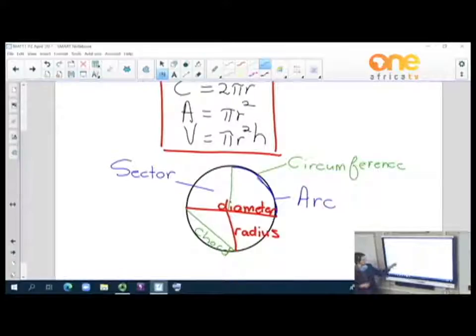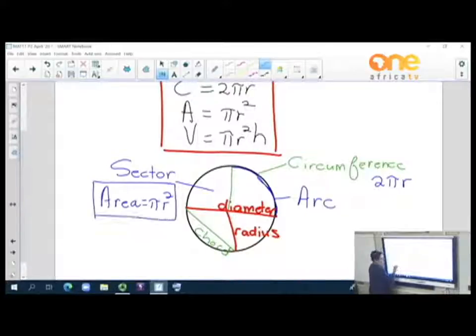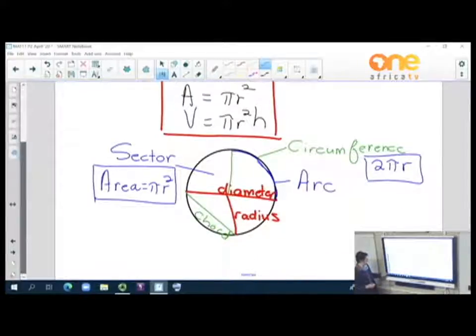And we are going to learn now how to calculate arc length and sector area. That's the purpose of our lesson today. That's what we want to do, to find those lengths. Now, we know that circumference is 2 pi r. And you know that area is pi r squared. This is what we already know. And this is what we're going to use now to calculate that arc length and that sector area.